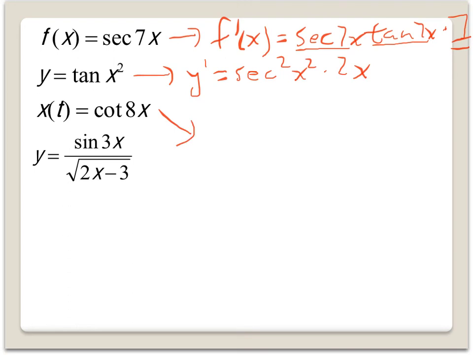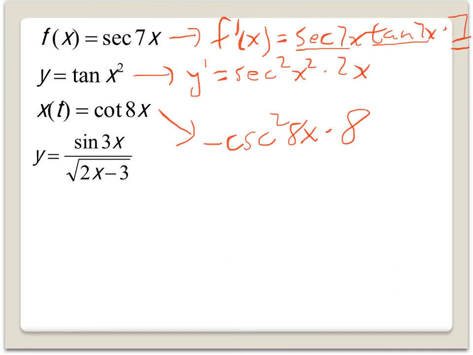Okay? Cotangent of 8x, if you remember, the derivative is kind of related to tangent. Remember the derivative of tangent was secant squared of x. Well, the derivative of cotangent is negative cosecant squared of x. So the derivative of cotangent of 8x would be negative cosecant squared of, I leave the inside function alone, 8x, times the derivative of that inside function, so times 8.